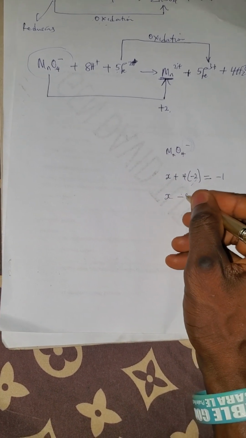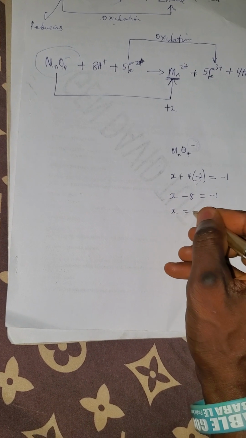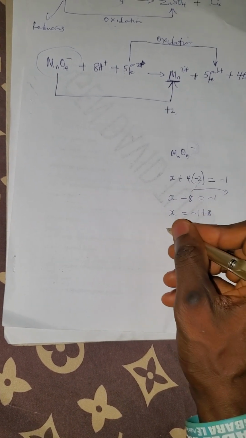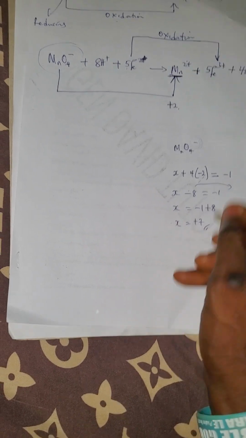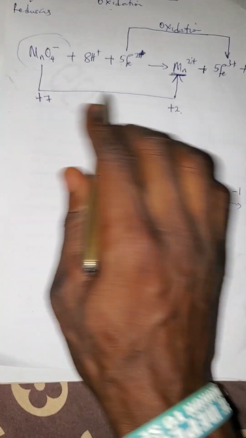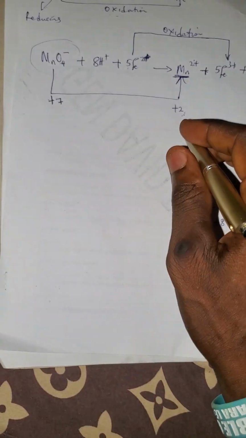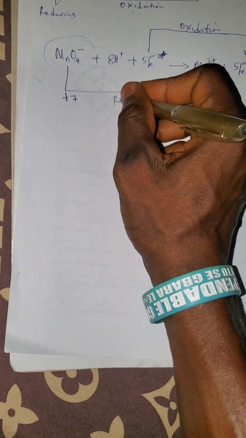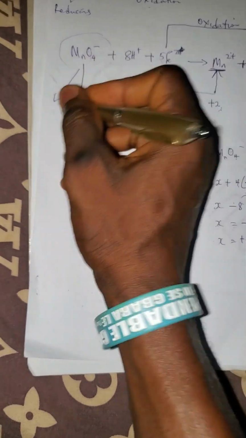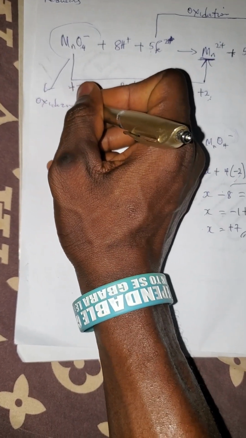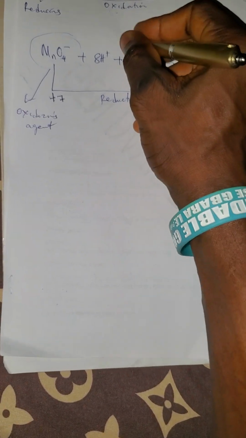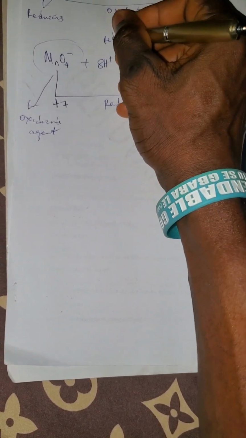So we have X minus 8 equals -1. If you take this -8 to the other side, it becomes +8. So X is equal to +7. So the manganese here is +7. Can you see that from +7 to +2, the oxidation state decreases? And this is what we know as reduction. That shows that this one that undergoes reduction is our oxidizing agent, and this one that undergoes oxidation is our reducing agent.